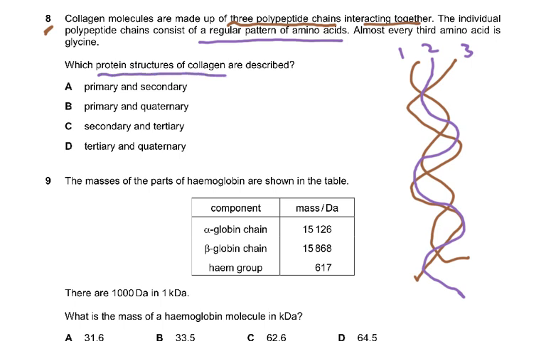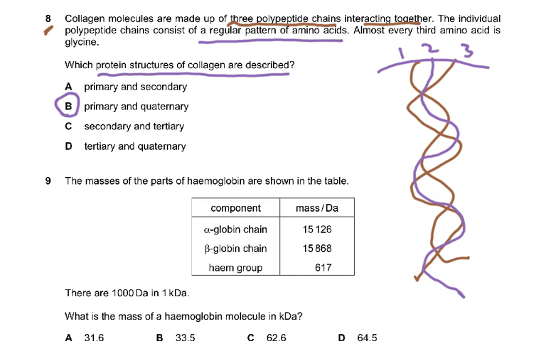Which protein structures of collagen are described? In this question, when we've read the question, what things have been described? It says a regular pattern of amino acids, and every third amino acid is glycine. So that would be the primary structure, which is the number and sequence of amino acids, right? And then we say it has 3 polypeptide chains, more than 2. So the answer is B, which is primary and quaternary structure.